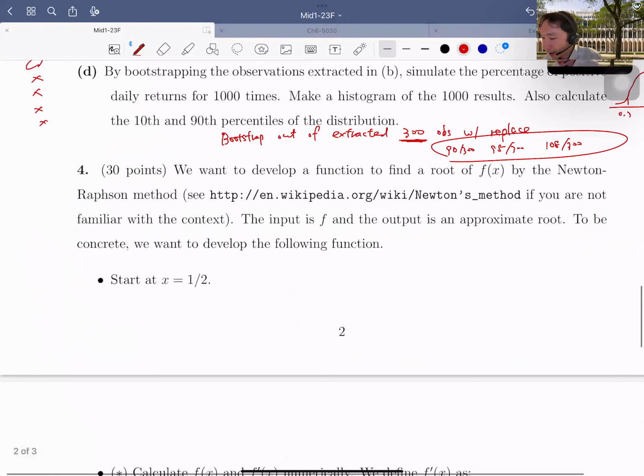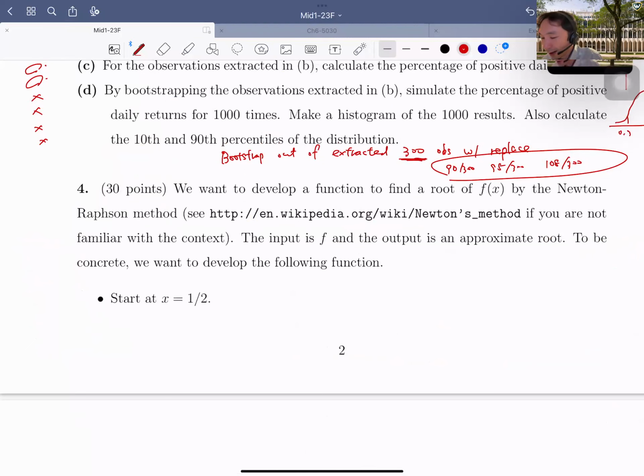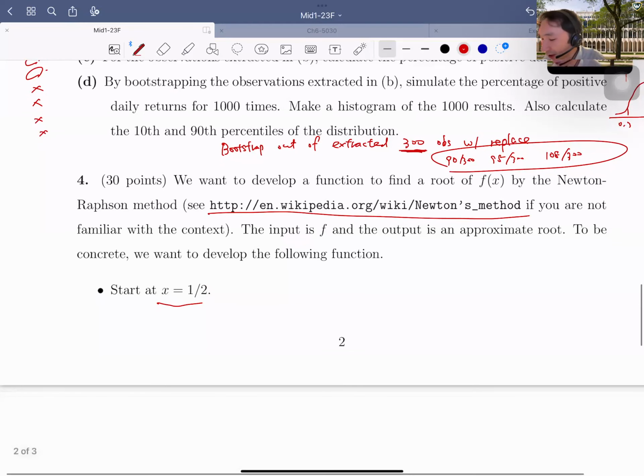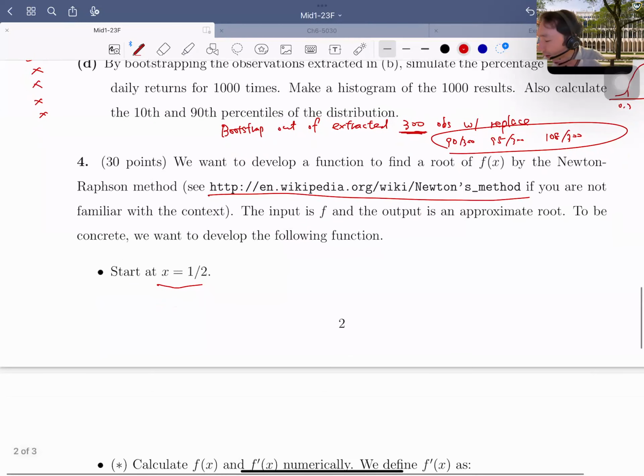Okay, and question 4. This is more of an algorithmic question. We want to develop a function to find a root of f(x) by the Newton-Raphson method. It's just one root. f(x) may have multiple roots, but we only look for roots around some specific value. If you don't know the Newton-Raphson method at all, then you can read this page. It may help you understand what we are doing. It's not really necessary for this specific question, but maybe it's good to see it.